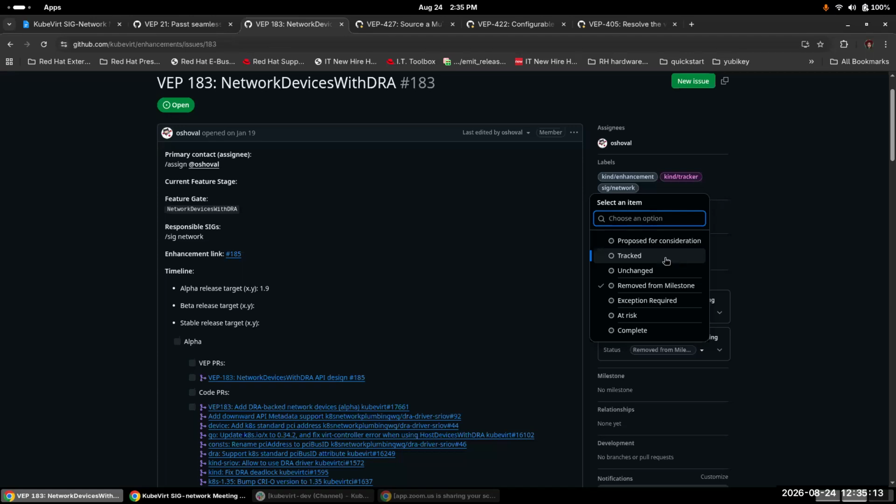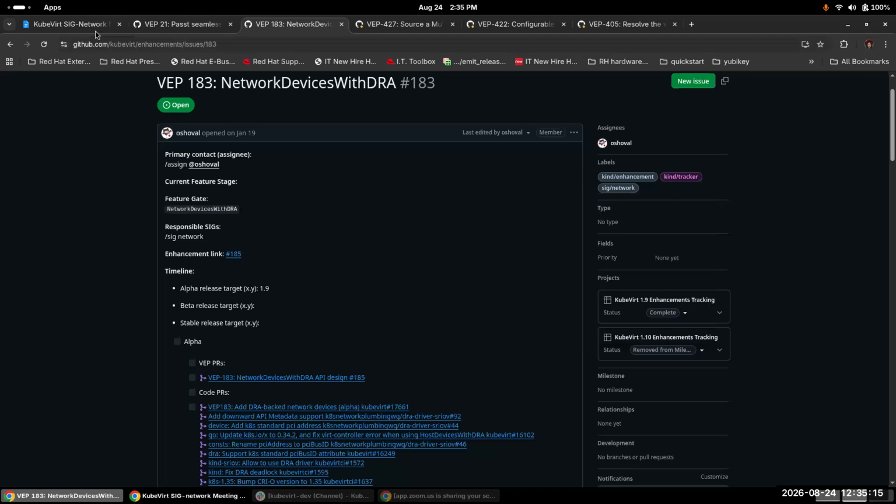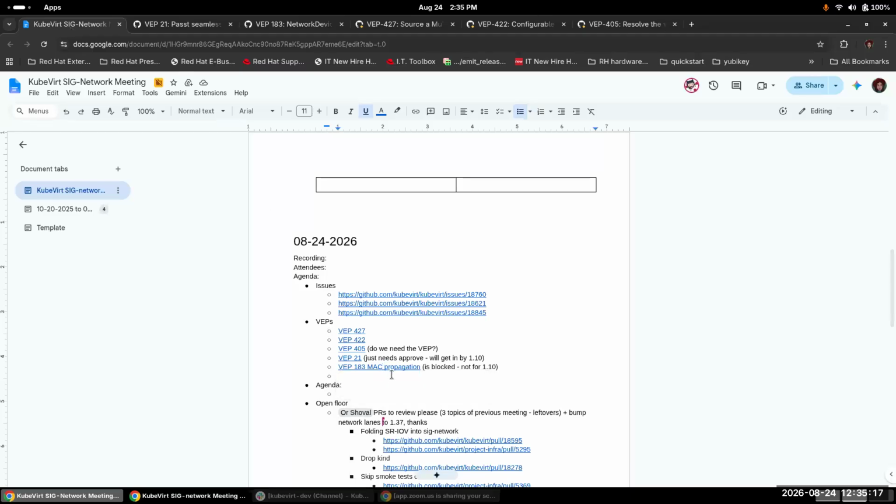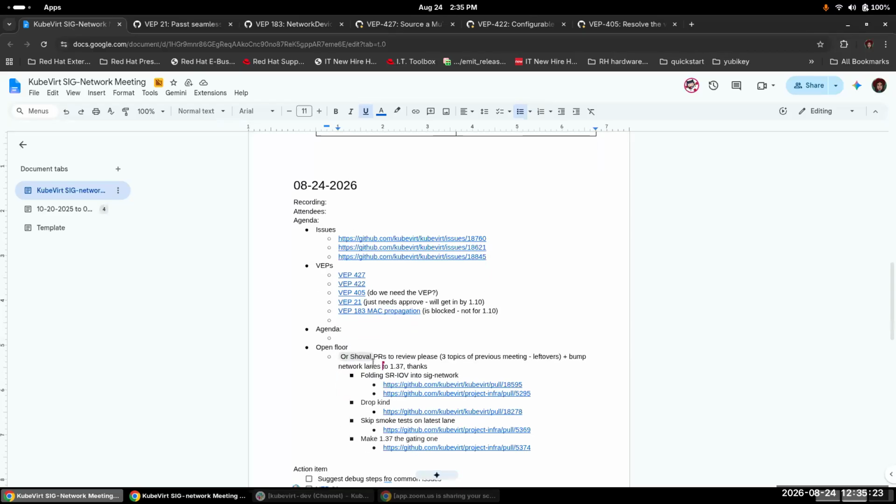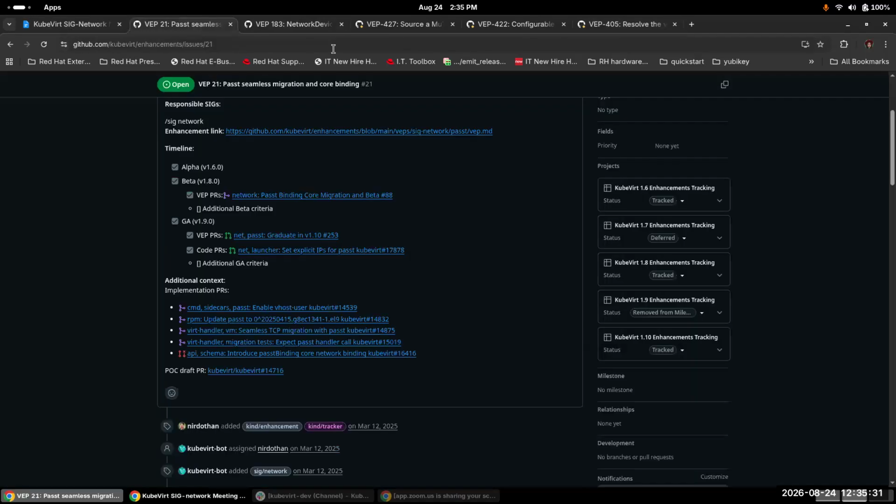What's incorrect? The VEP list that you wrote is incorrect. No, it's the VEP list in the document that is incorrect. You need to put the issues here. I don't want to see the PRs here. I want to see the issues. We manage the issues. That's why. Okay, so VEP 183 is not relevant.